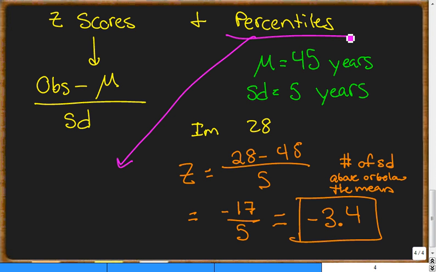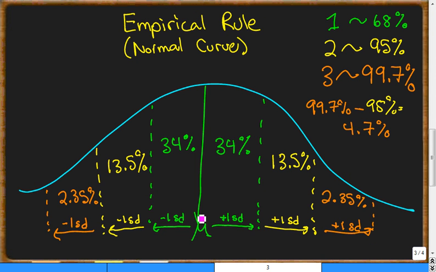Now, for percentiles, and sorry, I'm going to draw this all the way down here because I've run out of room. Percentiles tell us what percent of people are below my score. So for example, the mean is going to be the 50th percentile. So if we go back, this is at 50% because 50% is below my number.